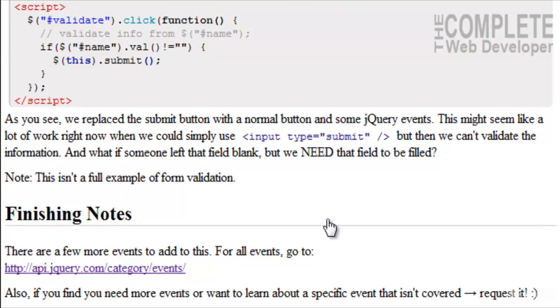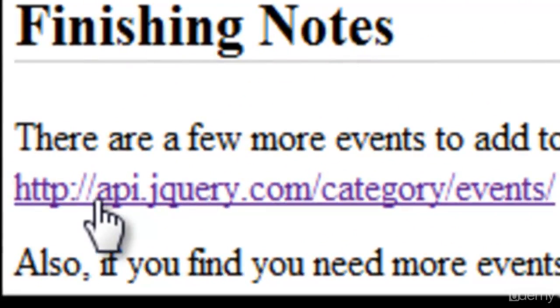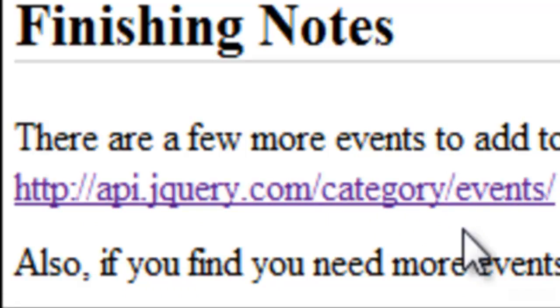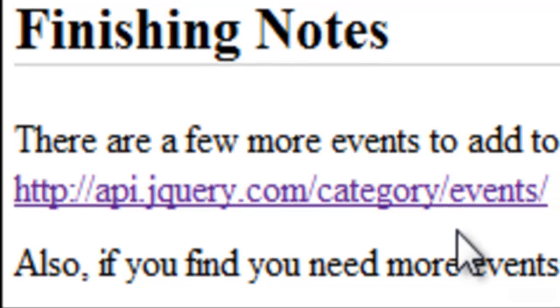Now there are a few more events to add to this. For all the events, you can go to http://api.jquery.com/category/events. And this will give you a full list of all the events that are available in jQuery. Also, if you find that you need more events or you want to learn about a specific event that isn't covered, you can simply request it.